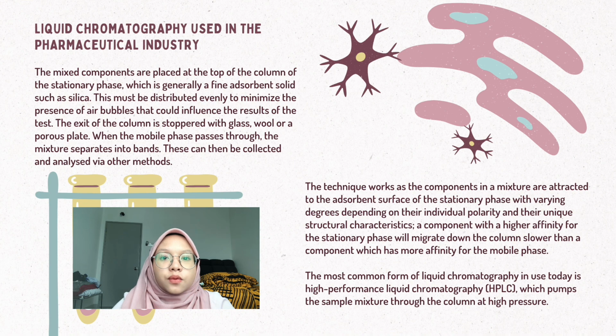Subsequently, the technique works as the components in a mixture are attracted to the adsorbent surface of the stationary phase with varying degrees, depending on their individual polarity and their unique structural characteristics. A component with a high affinity for the stationary phase will migrate down the column slower than a component which has more affinity for the mobile phase. The most common form of liquid chromatography in use today is high-performance liquid chromatography, which is HPLC, which pumps the sample mixture through the column at high pressure.